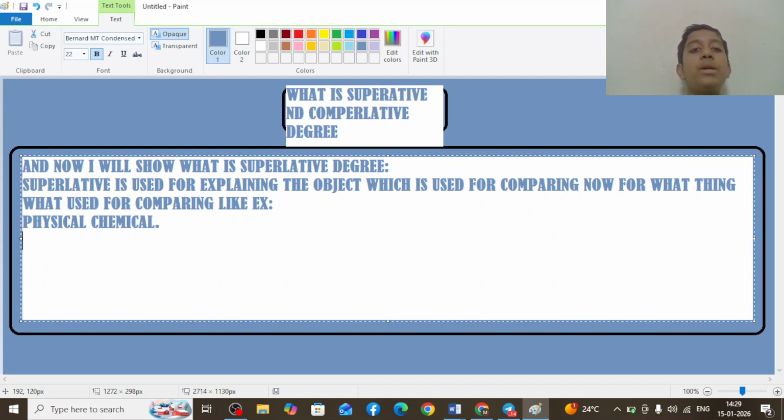Now, superlative degree and comparative degree are formed. It is the main plot of the adjective. In adjectives, we explain things by showing them, by making them known to people, and we explain them. So all this we will do in our superlative and comparative degree.